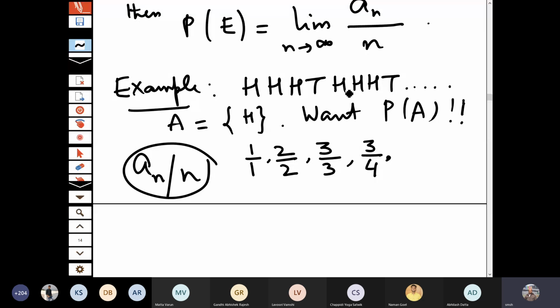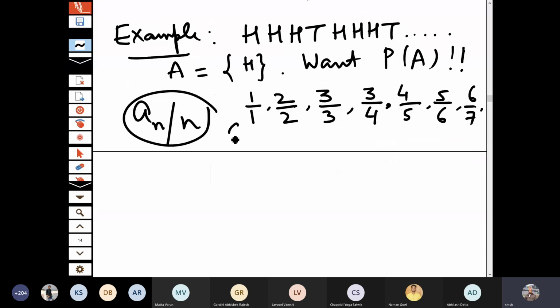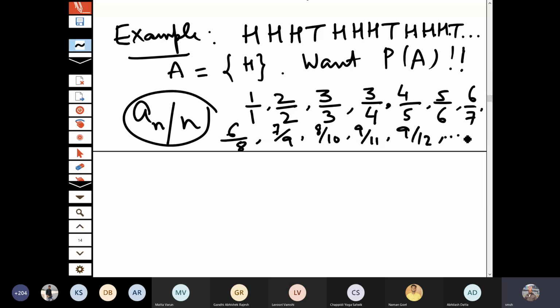Again you get a head, so it becomes 4/5, 5/6, 6/7, and then the next number will be 6/8, and then again it may follow like this. So it will become 7/9, 8/10, 9/11, 9/12, and so on. We want to find out what is the limit of this. Okay, writing down these numbers will not give me the limit, so I want to find out the limit.